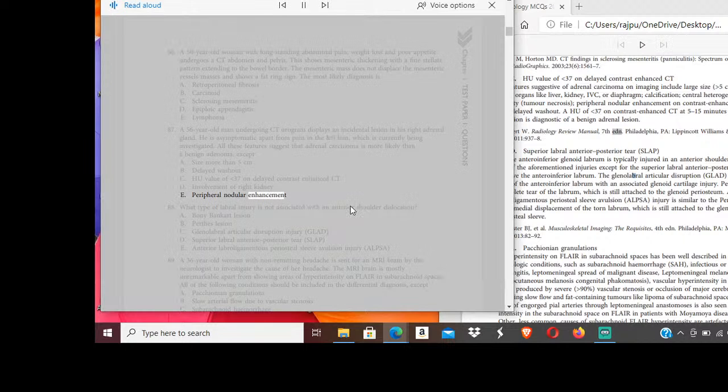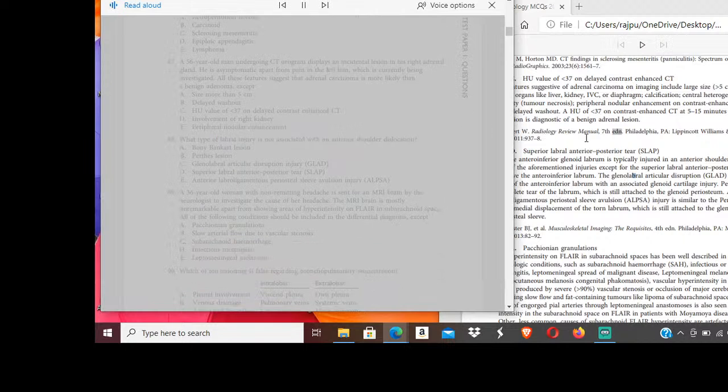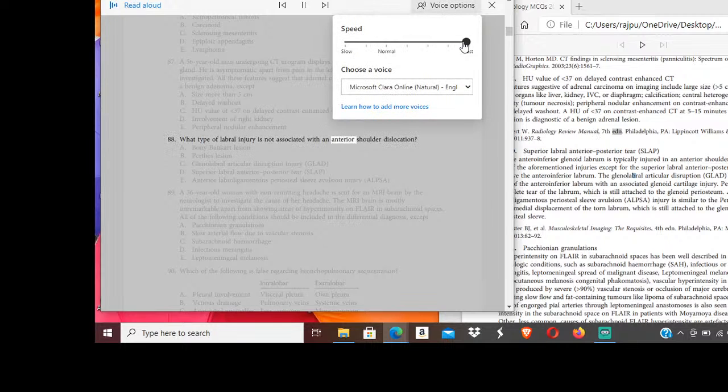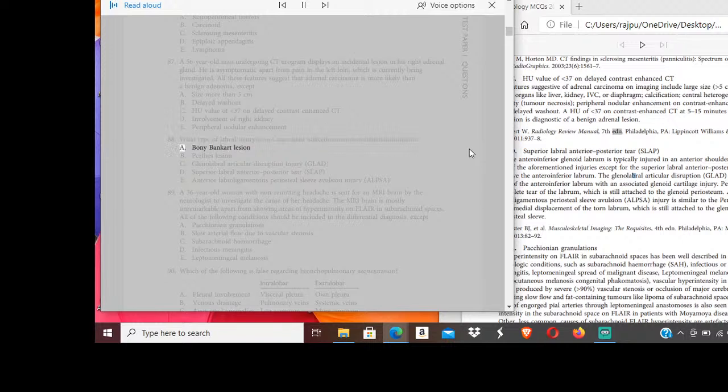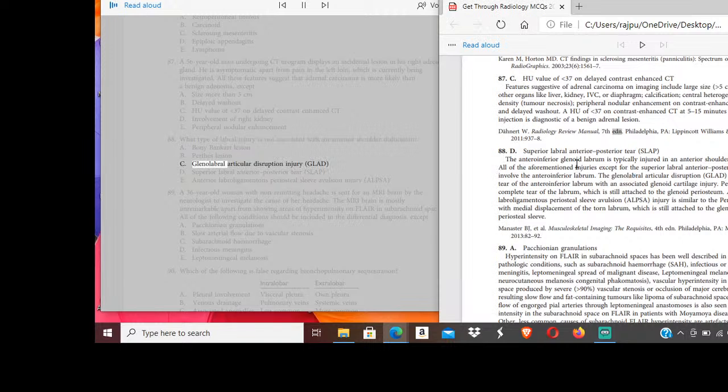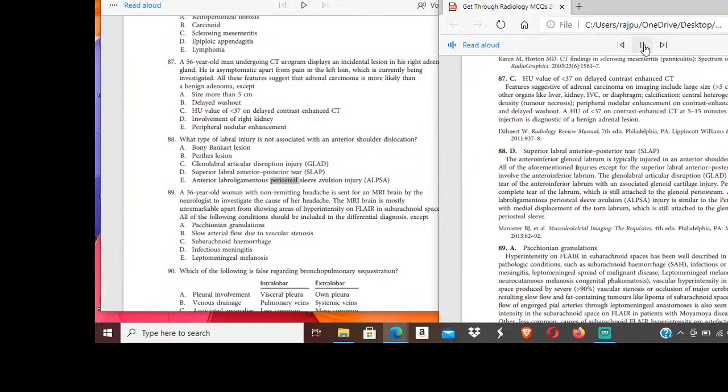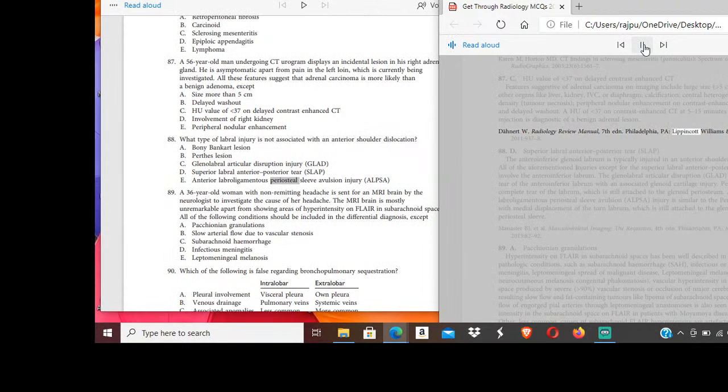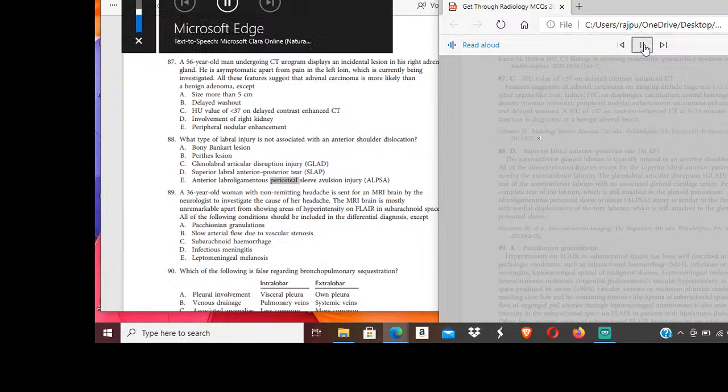88. What type of labral injury is not associated with an anterior shoulder dislocation? A. Bony Bankart lesion. B. Perthes lesion. C. Glenolabral articular disruption injury, GLAD. D. Superior labral anterior posterior tear, SLAP. E. Anterior labral ligamentous periosteal sleeve avulsion, ALPSA. Philadelphia, Pa, Lippincott, Williams and Wilkins, 2011:937-8.